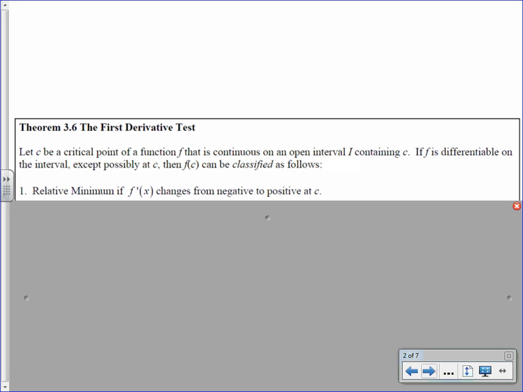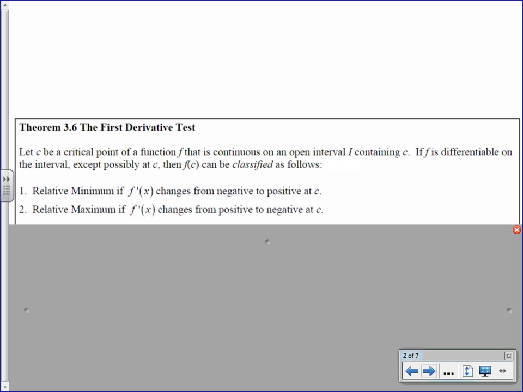What is the first derivative test going to say about a relative maximum? We know we have a relative maximum if our function goes from increasing to decreasing. So if our derivative changes from positive to negative, then we know our function is changing from increasing to decreasing, and we have a relative maximum at our critical point.